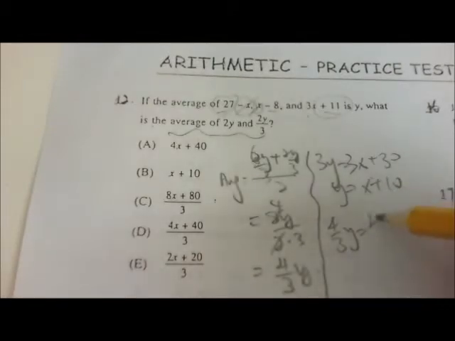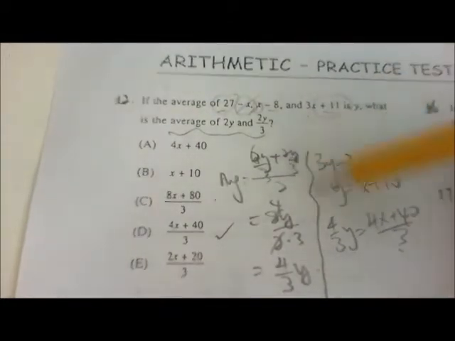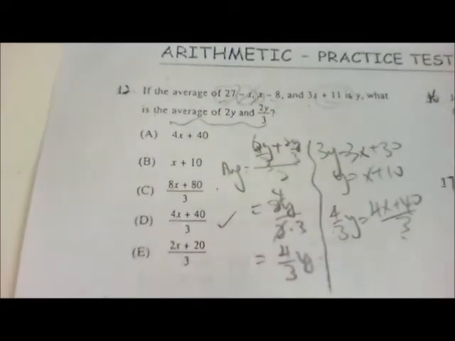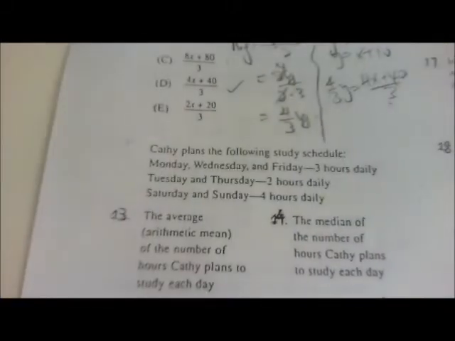So 4 over 3y equals 4 over 3 times this, which is 4x plus 40 over 3. Answer is D. Okay, in this case we try to look for what we want first before we solve it. Alright, let's go to number 13 and 14.